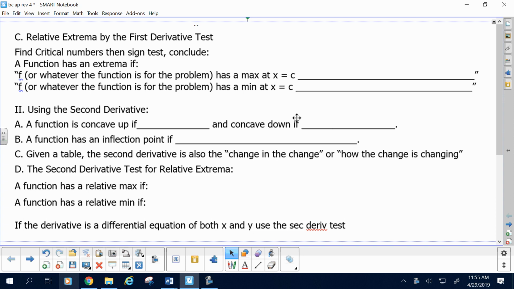I think we're right on the front. Relative extrema test. Yeah. That look about right?